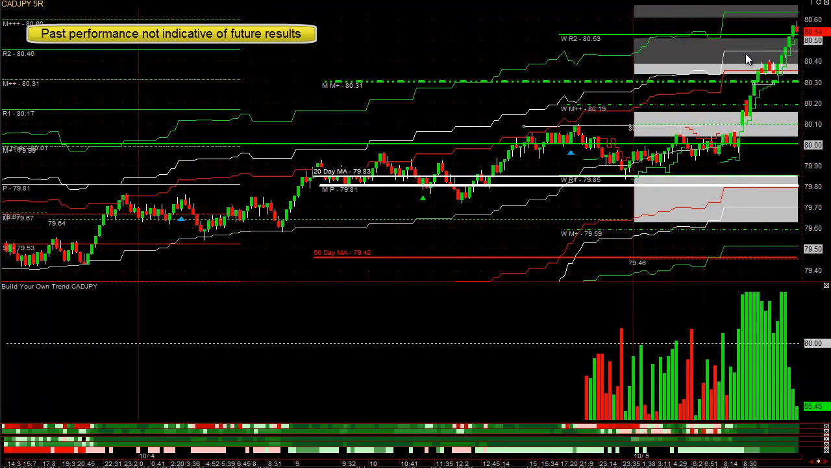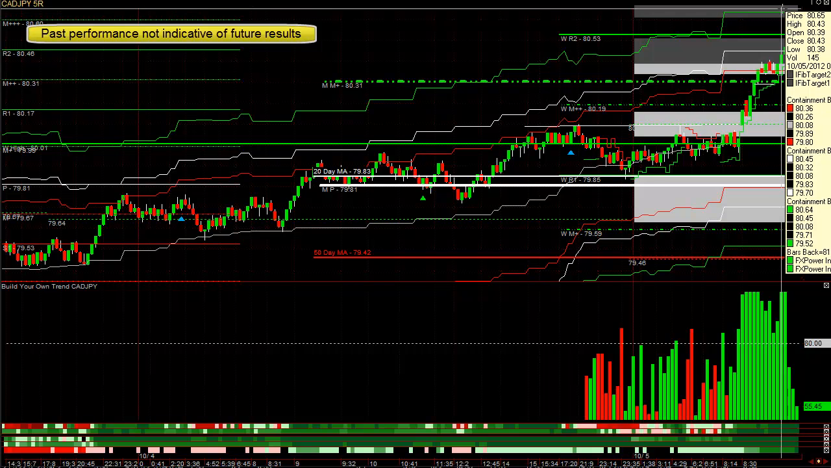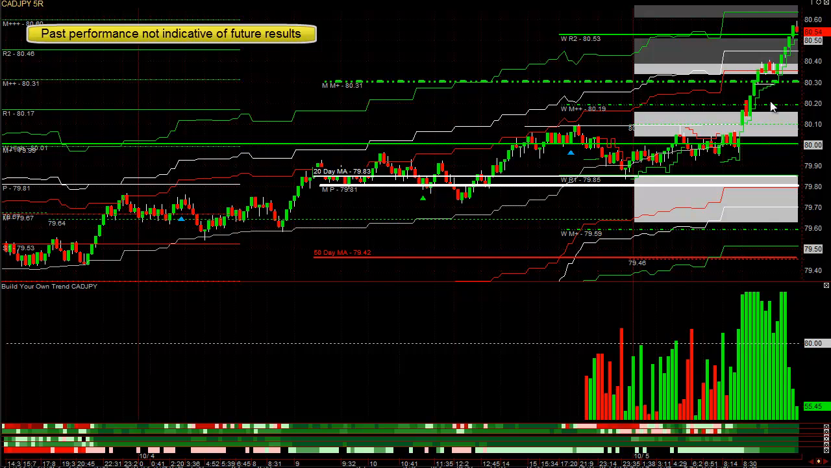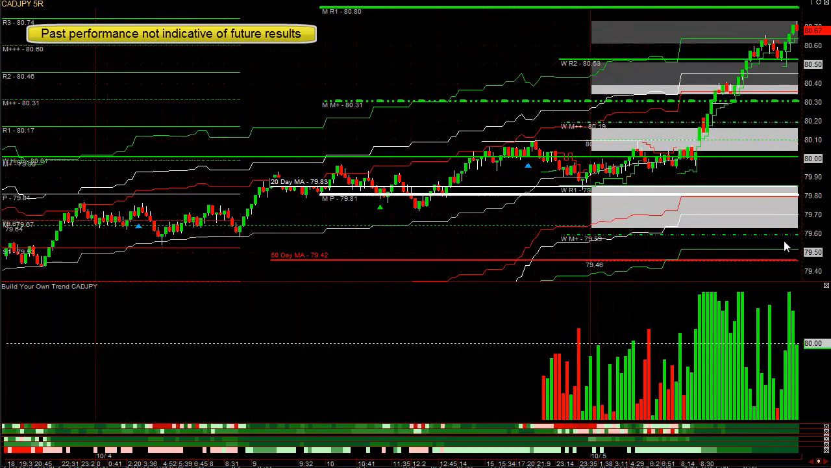Alright, so it's above our upper containment band. It's right next to the second Fibonacci profit target. It's not likely to go above 80.65, so we're out at 80.54. We were in this trade at 80.10 for a huge profit. Let's look at the future.